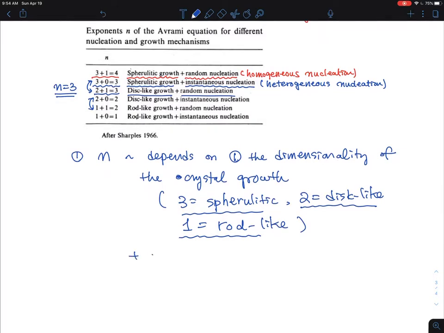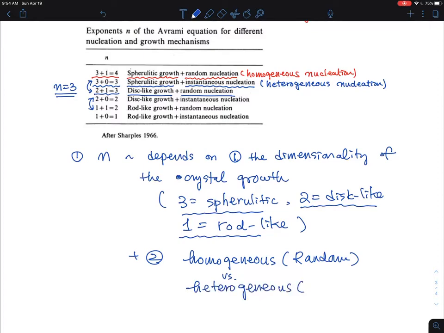And plus 2 is, like I said, whether it's homogeneous. In here the table says random versus heterogeneous, which is instantaneous, which means fast.